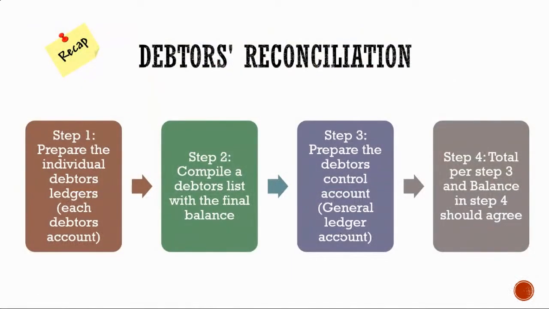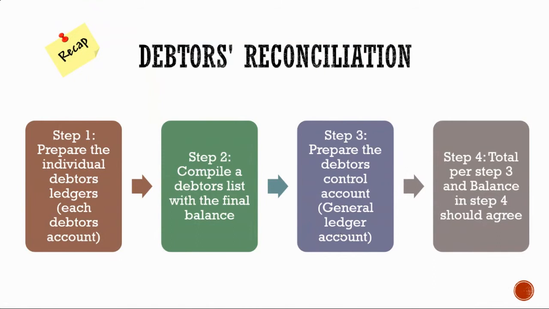Now there are 4 steps when we do a debtors reconciliation. The first step is you have to do the individual debtors ledgers. That is the specific transactions of each debtor that you do per month. And remember, it's a rolling total, so generally it will show a whole amount. But for your purposes, we only look at a specific month, so you bring forward the balance and then you just document that specific month's transactions.